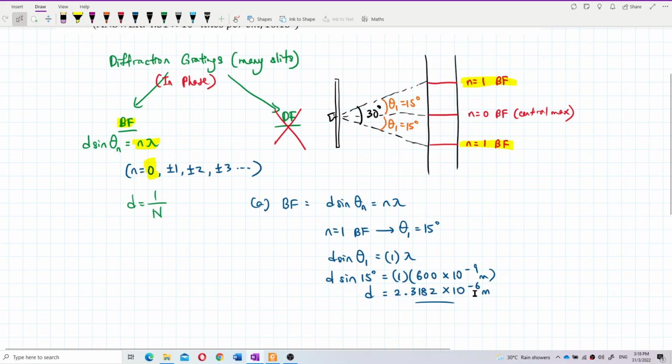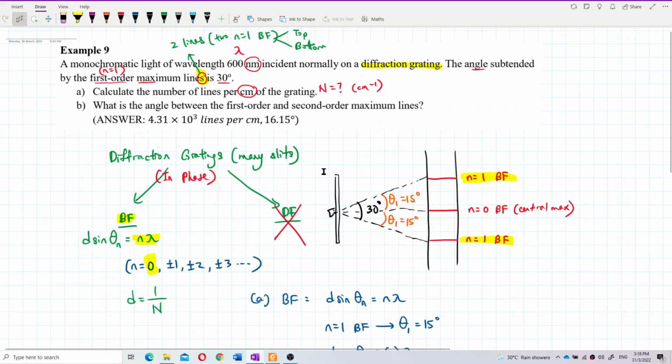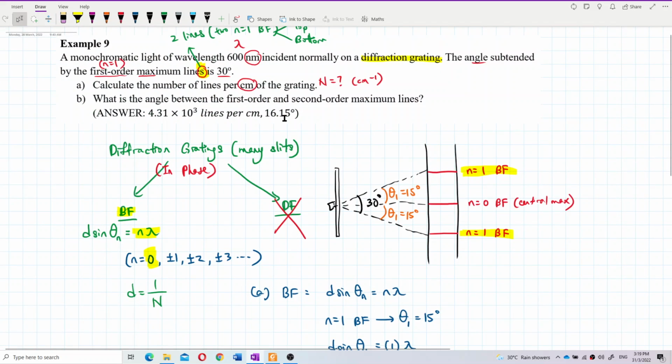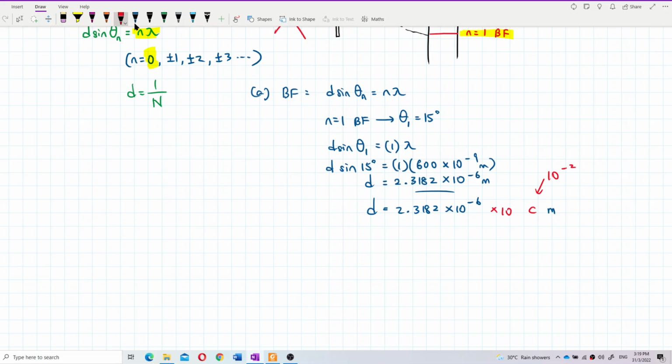Now I can find my n. But before I find my n, the unit is per centimeter, isn't it? So I better change this d into centimeter first, because n is in unit per centimeter. So d is equal to 2.3182 exponent negative 6 meter, and I add a centi here. Centi is exponent negative 2, and then I add one more exponent 2.